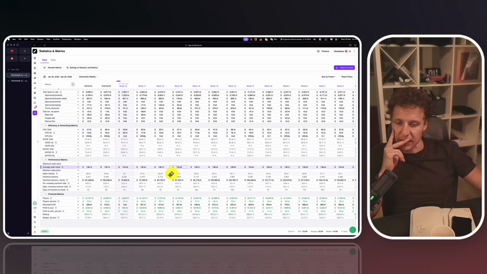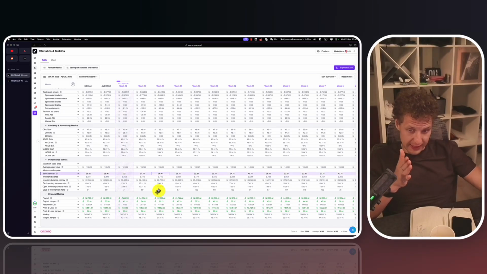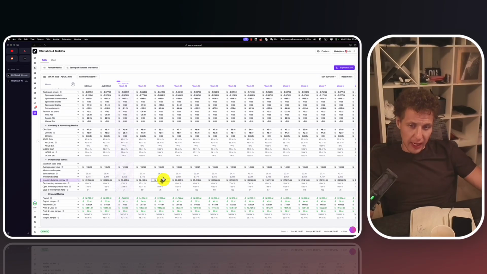Performance metrics comprise average order value, that is how much on average your product costs the customers. Your sales velocity, how fast you sell per day within this specific time frame. So it's like 36 pieces per day within this week. Then you have inventory balance of how much inventory you actually have on hand. And again, you have the statistics as a number and as a book value.